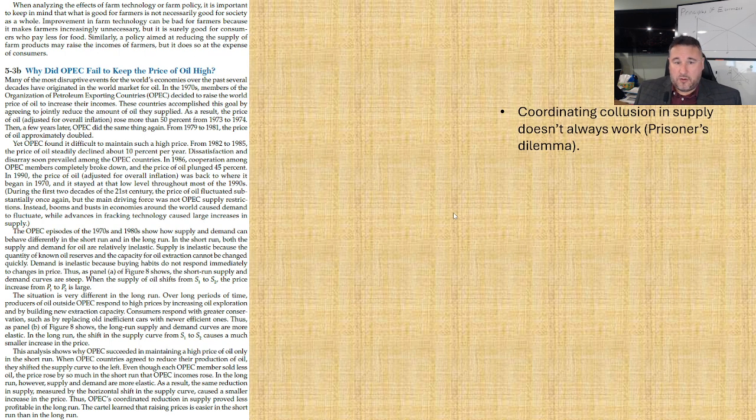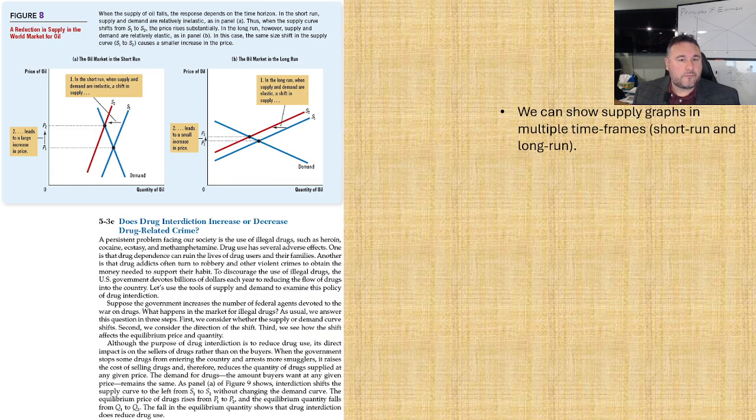This talks about how coordinating collusion in supply doesn't always work, and everyone can end up being worse off from a supplier standpoint. And this shows how we can show supply graphs in multiple time frames. As we said, supply doesn't change that easily or that quickly or that cheaply, so you have to look at the immediate term and the long run.